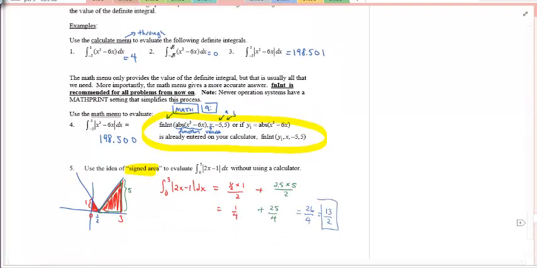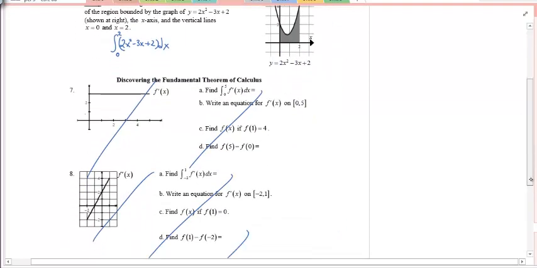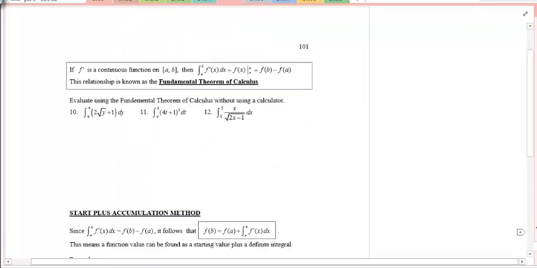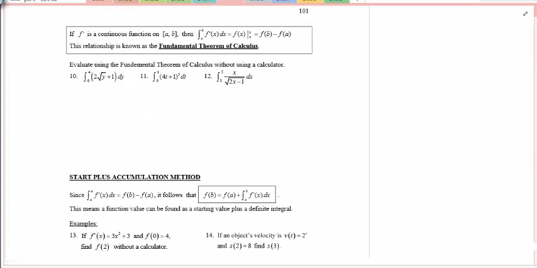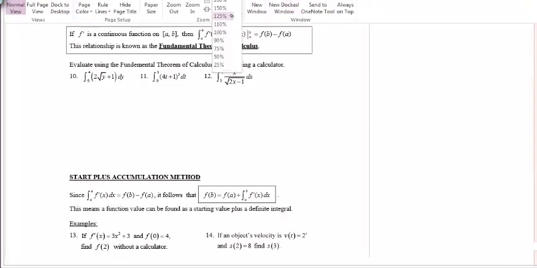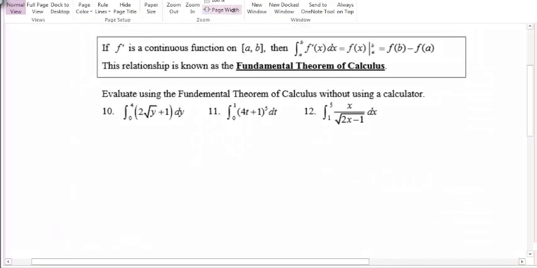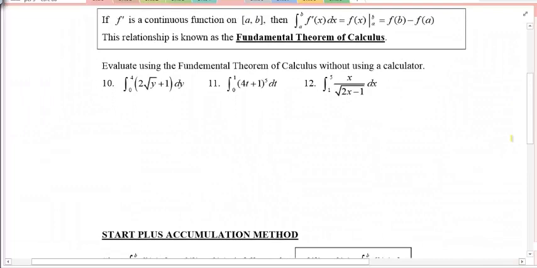So let's skip this 7, 8, 9, and let's go all the way to number 10. And there we have it. In the box again is our lovely fundamental theorem of calculus. So let's try 10, 11, and 12. So what's the first thing we need to do? Did you say find the antiderivative? You bet. But before I do that, let me just rewrite this nicer.